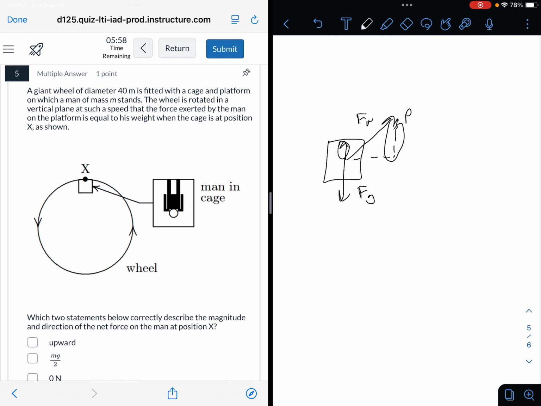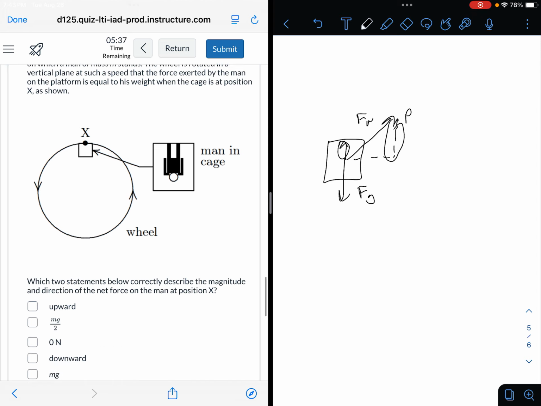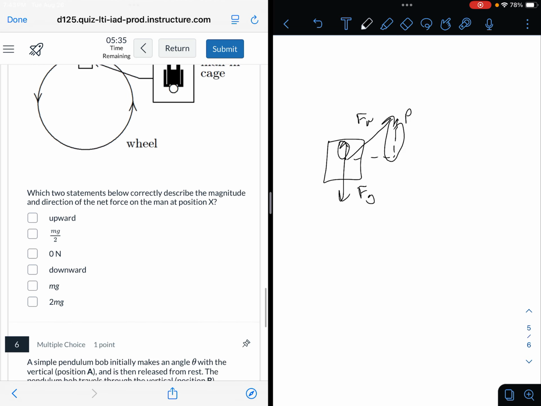So, a giant wheel of diameter 40 is fitted with a cage, and a person with mass m stands on it. The force exerted by the man on the platform is equal to his weight when the cage is at position X as shown. So, what is going to be the direction and magnitude?